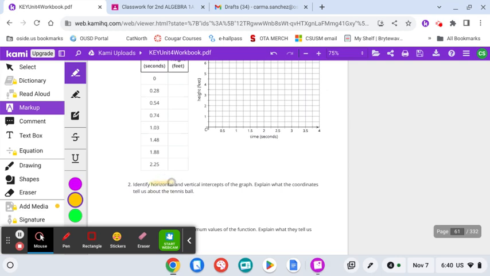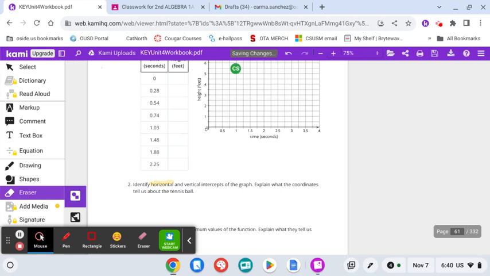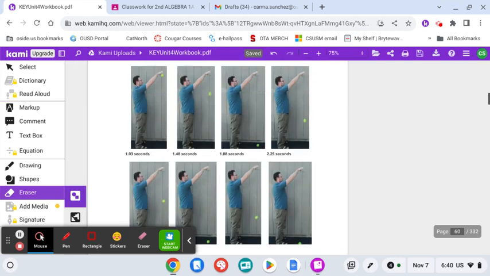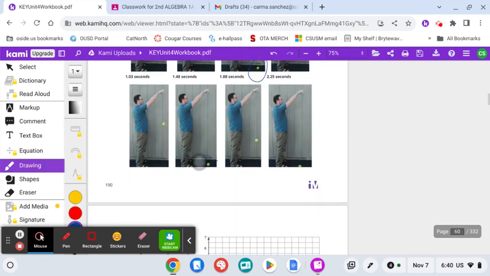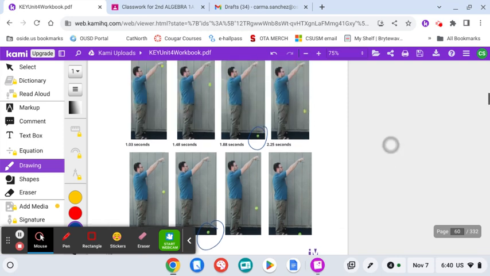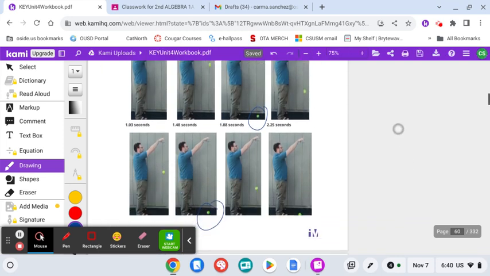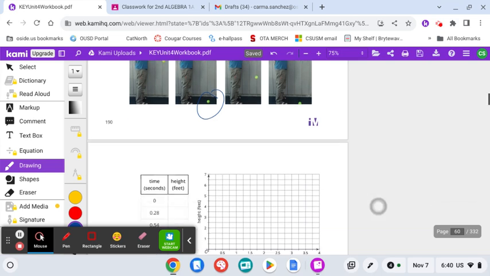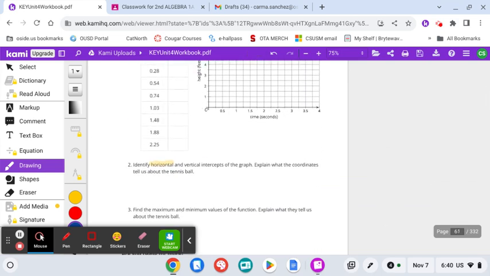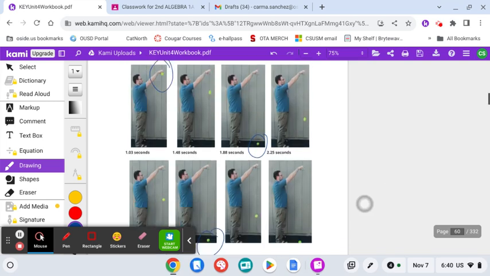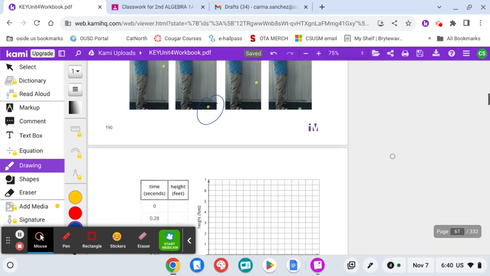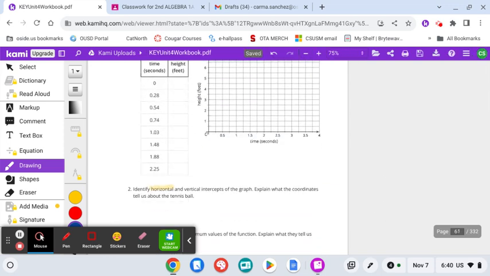Well, the horizontal intercepts would be when the ball touches the ground. So at what spots did it touch the ground? Like right here and right here. So that's at 0.54 seconds. What are the vertical intercepts of the graph? That's when the ball is starting before it gets dropped. So here, before it gets dropped. And you're going to put that up there as a vertical intercept.